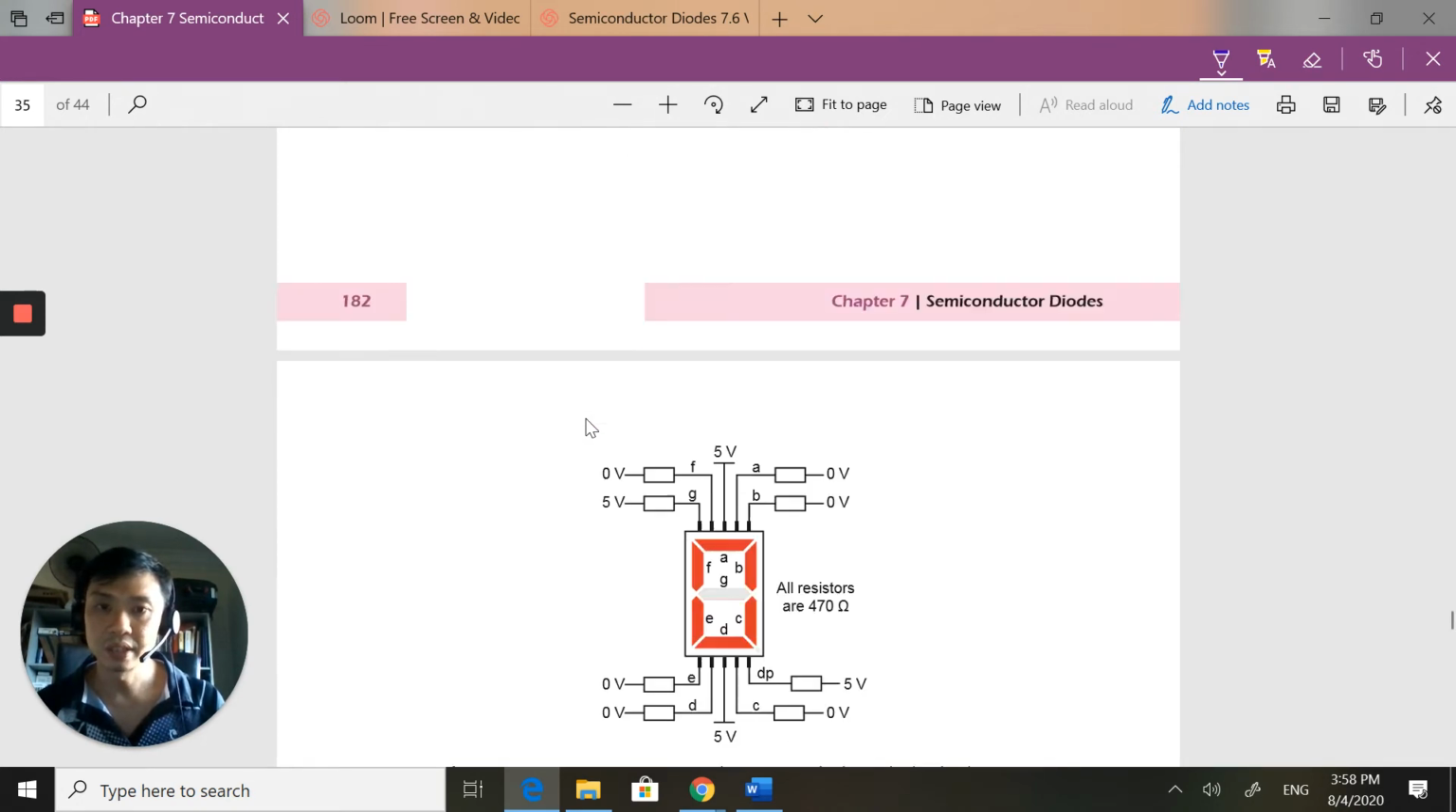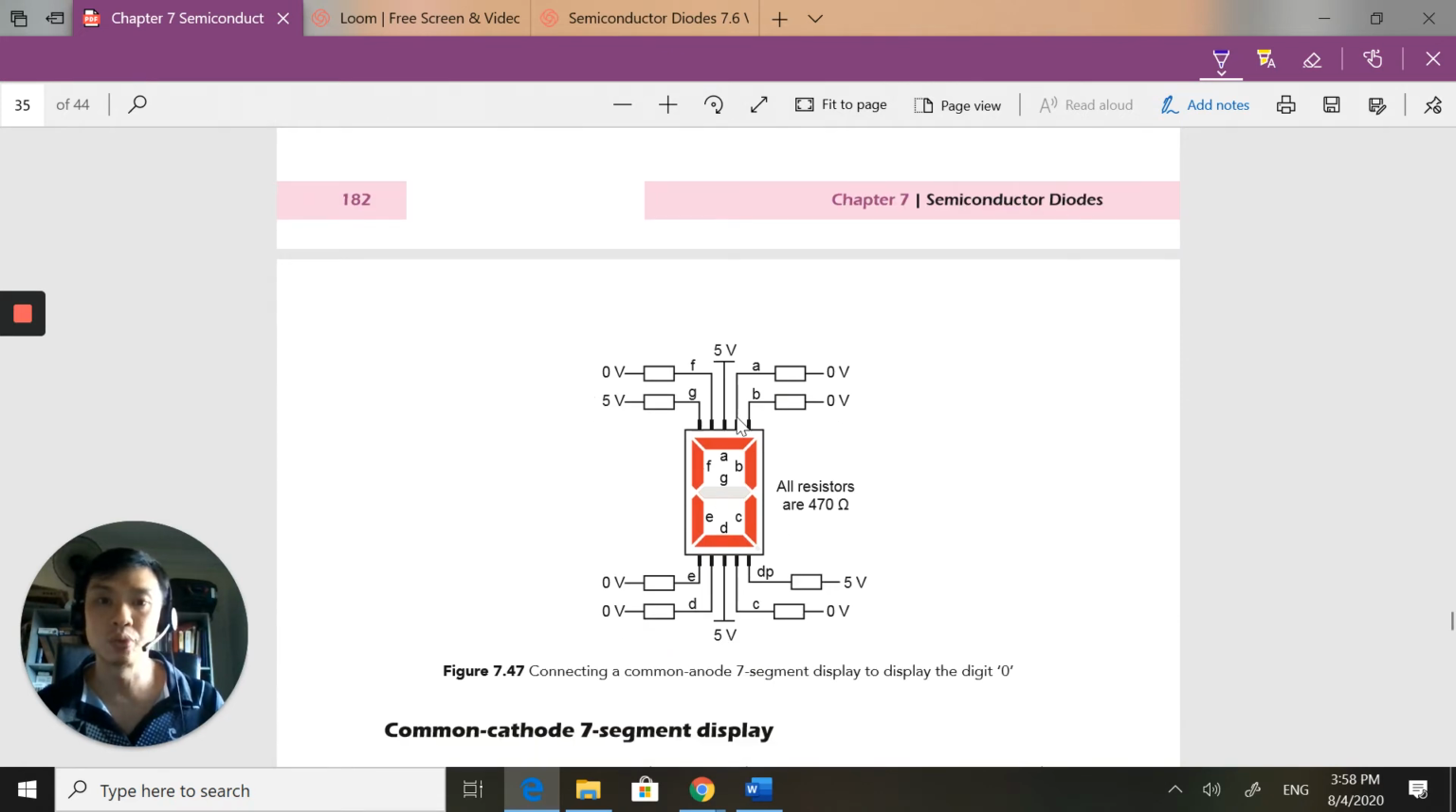All right, so let's say I want to light up a 0. Remember, common 5. So I want to light A up. To light A up, remember the current is flowing from the anode to the cathode. So it goes up here. It must be a low, 0 volts. So any segment that I want to be lit up, I will put a 0.